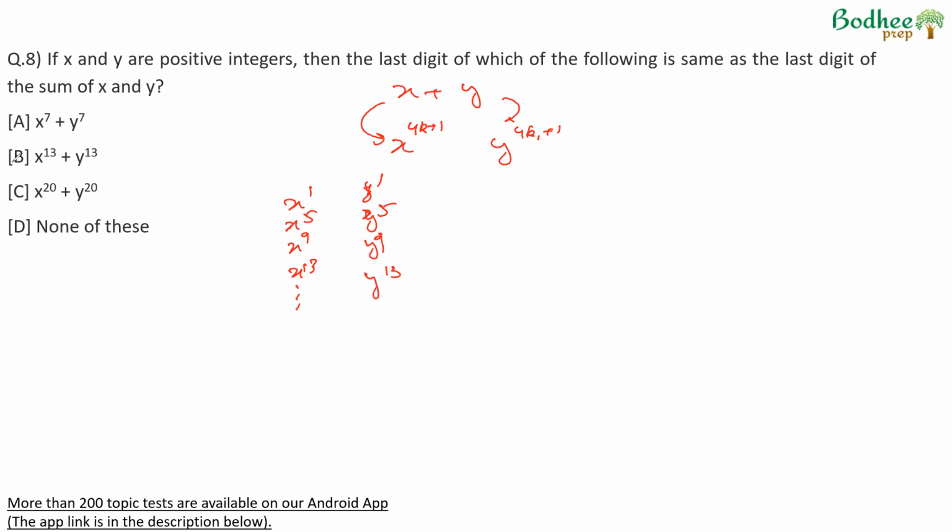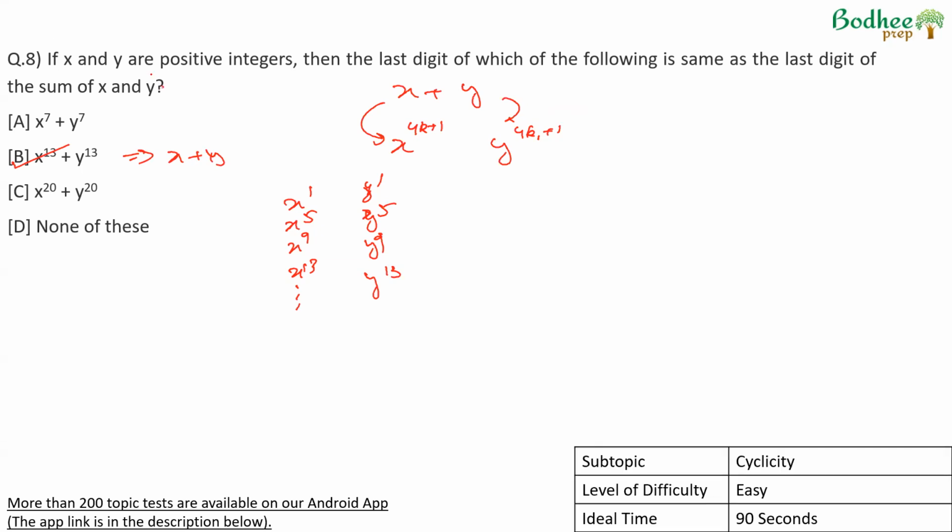From the options, we can say x raised to power 13 plus y raised to power 13 will have the same last digit as x plus y. Option B becomes the answer. Level of difficulty wise, that's an easy question, not basic single digit cyclicity. 90 seconds to get the answer correct.